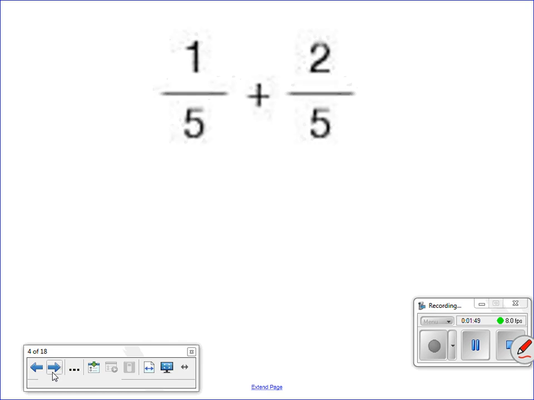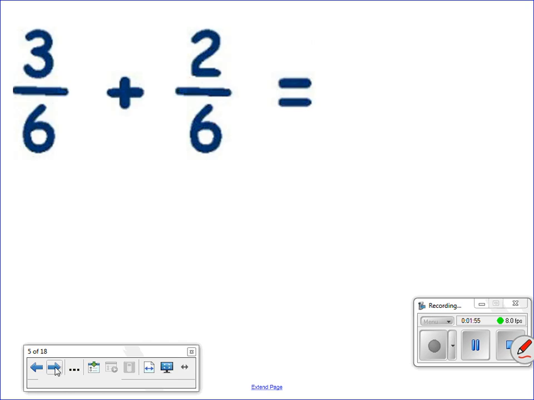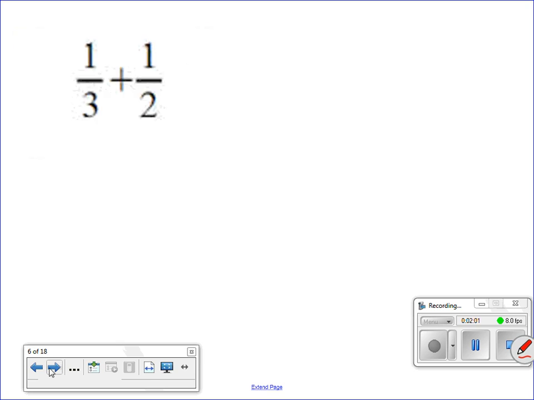1/5 plus 2/5 equals 3/5. It's easy work because they have the same denominator. 3/6 plus 2/6 equals 5/6. I love it when they have the same denominator. This one does not have the same denominator, so I have to change to stack my fractions up.